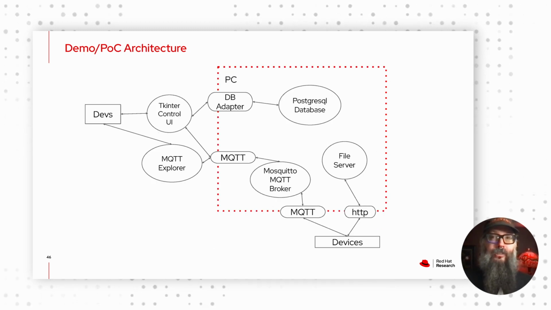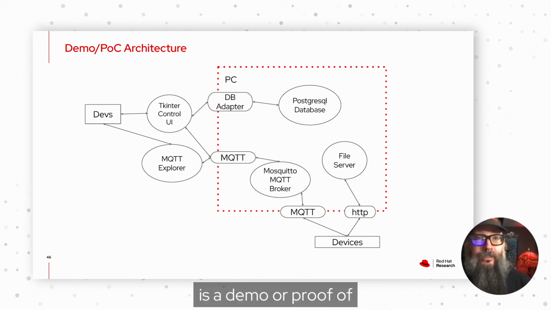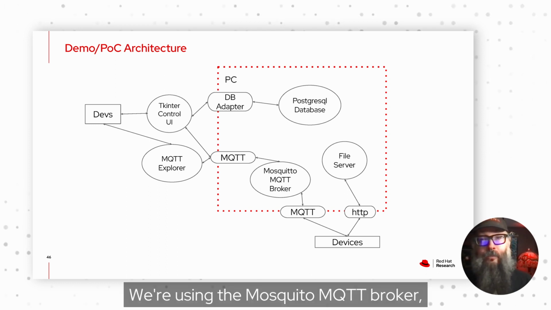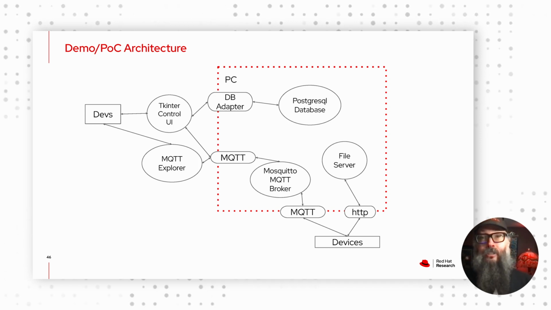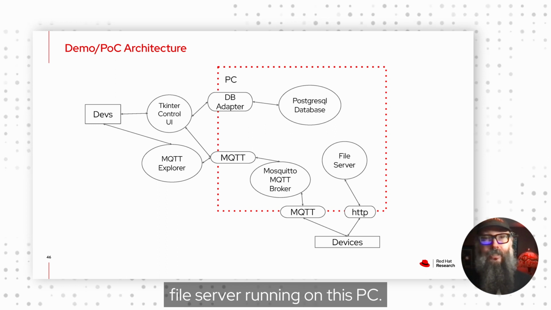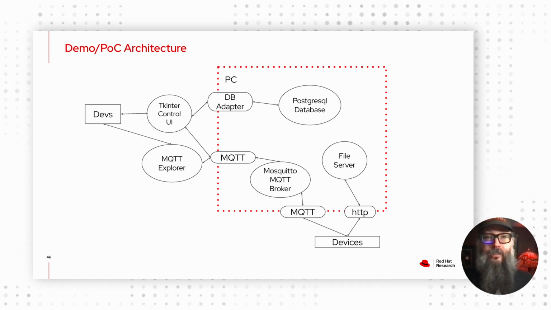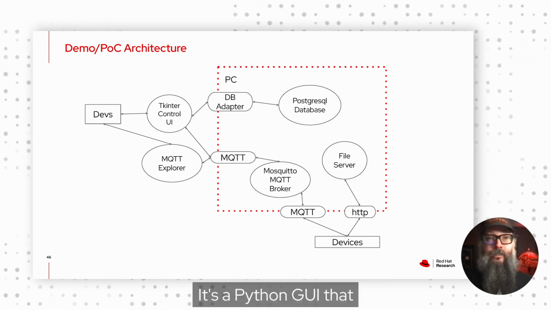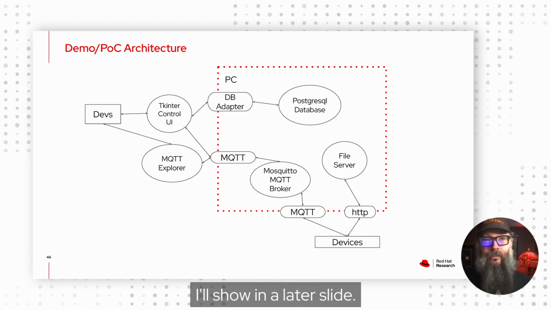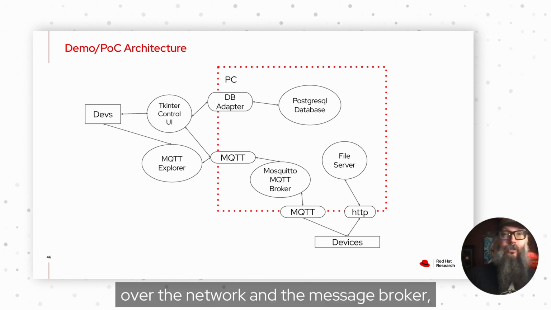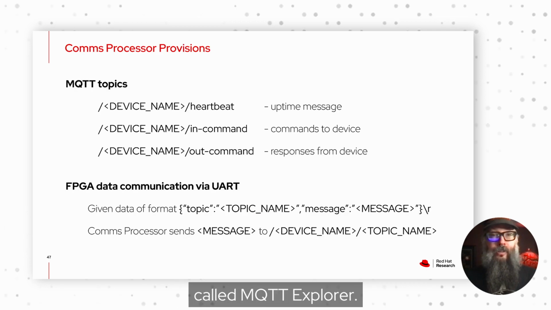Now, this is what we envisaged. However, what we have actually implemented thus far is a demo or proof-of-concept architecture. We have a PC running a Postgres database. We're using the Mosquitto MQTT broker, partly because of its ready availability and because it is an open source solution. And we have a simple Apache file server running on this PC. We did not make multiple UIs. We made a somewhat universal UI for controlling and monitoring the devices. It's a Python GUI that I'll show in a later slide. And to monitor the traffic over the network and the message broker, we took advantage of an existing open source tool called MQTT Explorer.